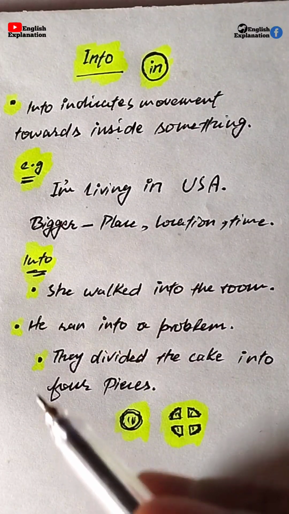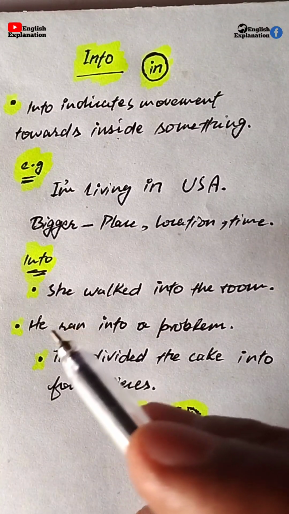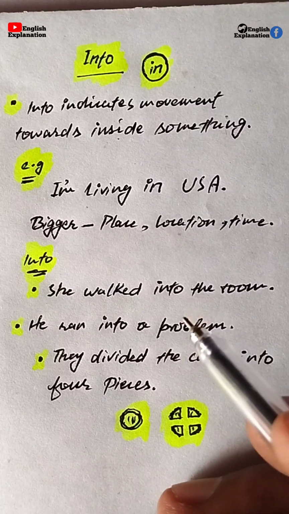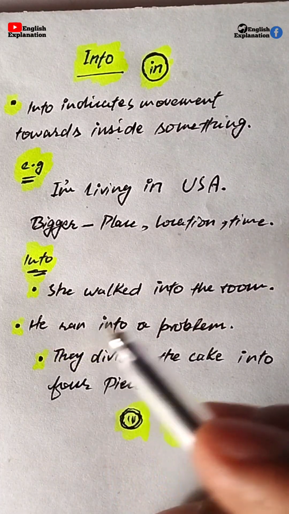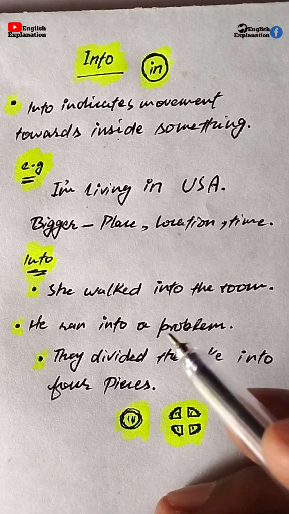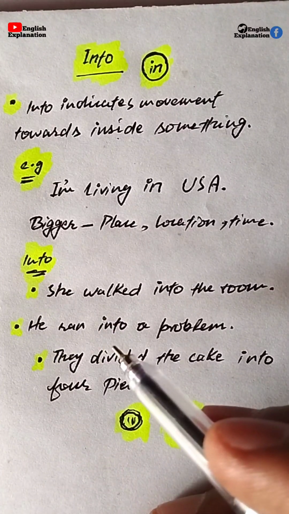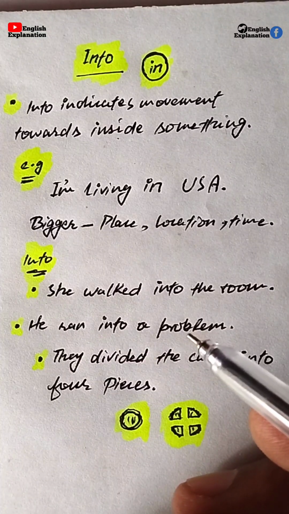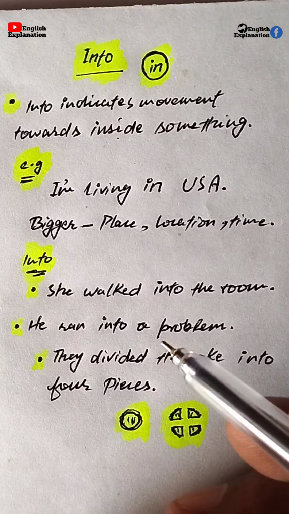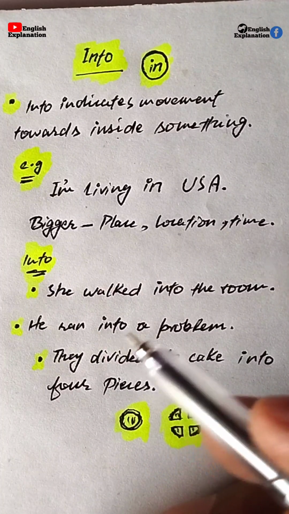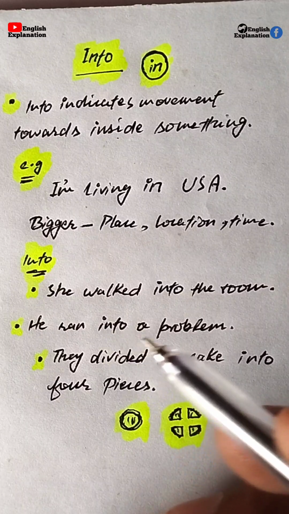Let's see another example. He ran into a problem. So he was out of the problem before, but he ran into a problem. Here into is showing a direction. He jumped into a problem. He was not in a problem. He was out. He was safe. But he ran into a problem. So it's showing the direction. I hope you got it.